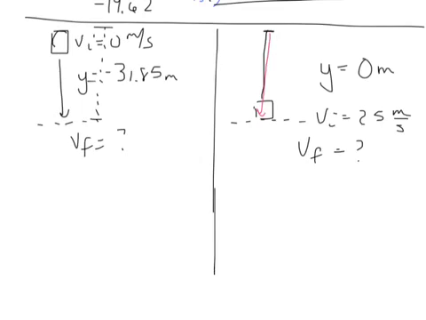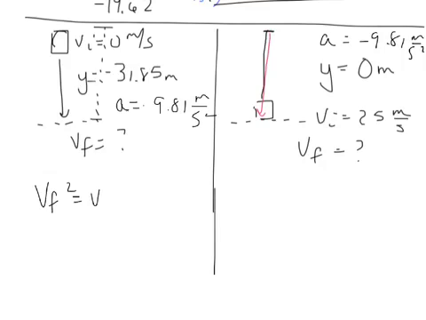So on the left-hand side here, we'll notice that we have Vi, we have y, and we have Vf, and we're looking for Vf. We also have the acceleration in both of these problems, and we're going to need to know that in order to use the correct equations. So we could start on the left-hand side first. Let's start with Vf squared equals Vi squared plus 2Ay.